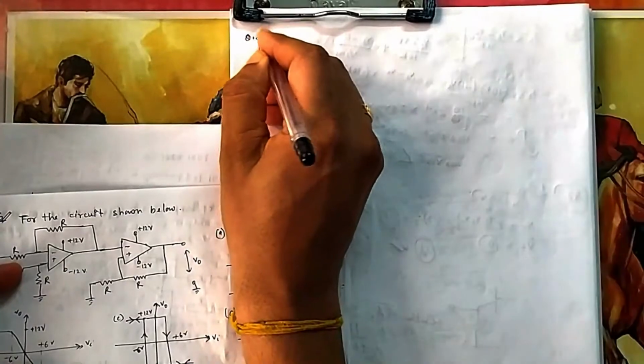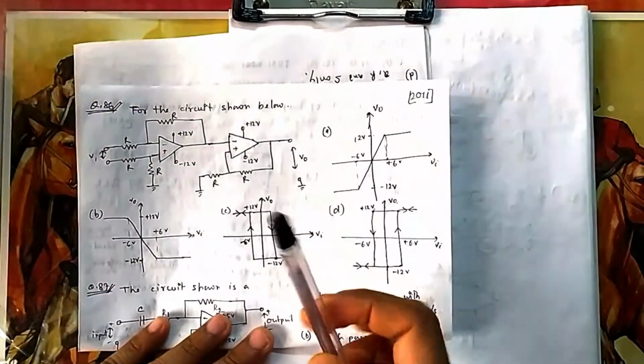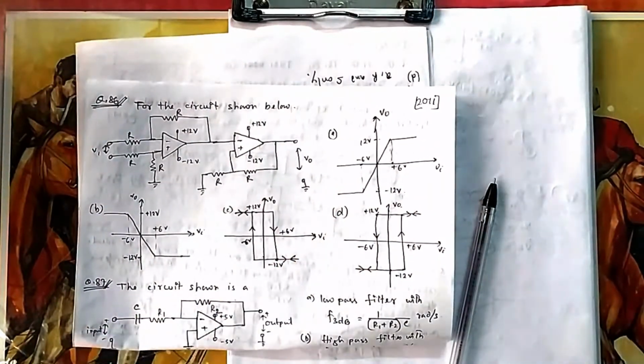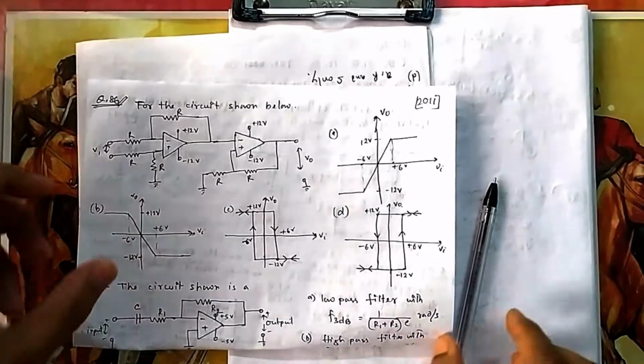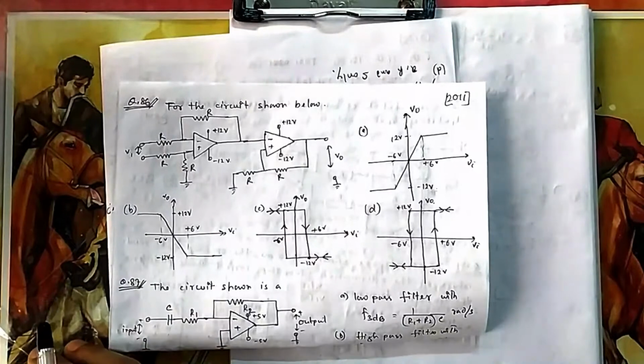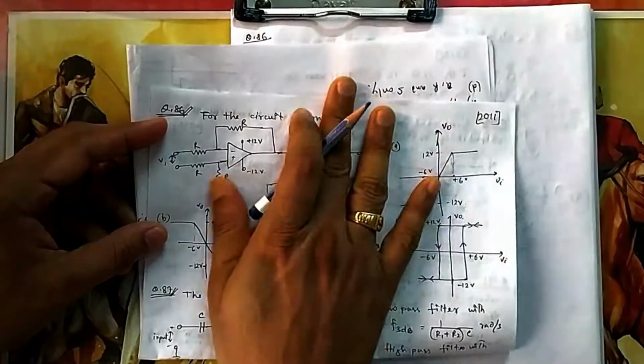Okay students, in question number 86, what they are asking here: for the circuit shown below, 2 op-amps are connected. The graph we have to plot. There are different graphs given between V0 and Vi, input and output, and we have to see. So don't get confused by seeing 2, 3 op-amps. Just do it one by one. You will do it step by step.